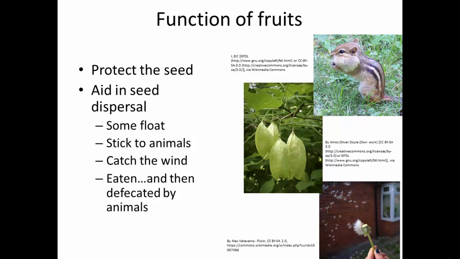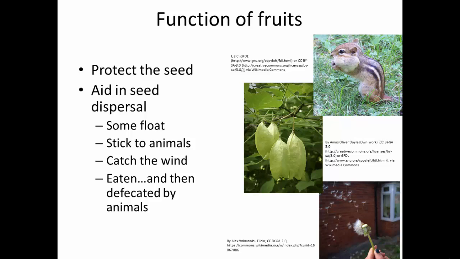So now let's talk a little bit more about the function of fruits. They are one of the secrets to the success of the angiosperm group. So they are incredibly species rich, and their fruits have allowed them to survive and disperse to a wide variety of environments. One way the fruit helps many angiosperms survive is by protecting their seeds.